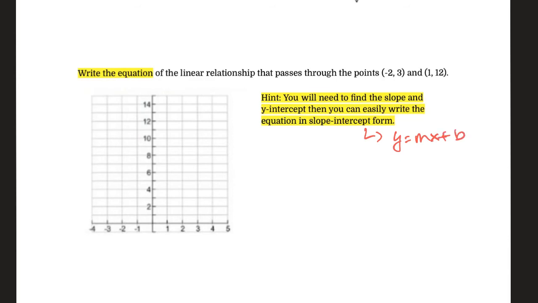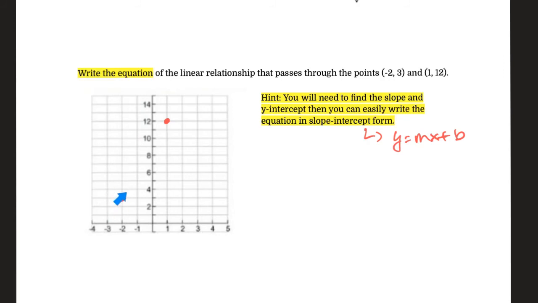Okay, so the first thing I would do is plot these 2 points. Negative 2, 3 is 1, 2, 1, 2, 3. There's the first one, and then 1, 12 is all the way up here. Okay, so the first thing that we want to do is find the slope. So let's find the slope.